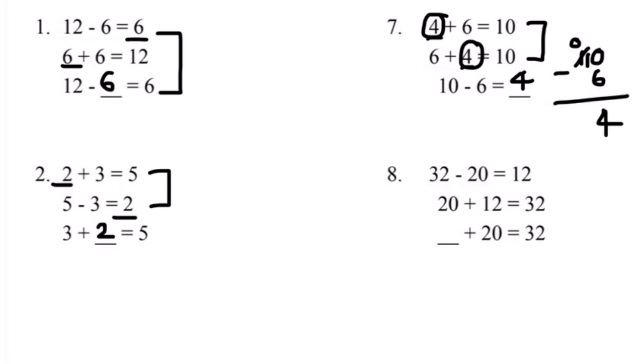Number 8, 32 minus 20 equals 12, and 20 plus 12 equals 32. Therefore, what plus 20 equals 32? Based off the two given equations, we know that 12 plus 20 equals 32, and 32 minus 20 equals 12, so that only means 12 plus 20 equals 32.